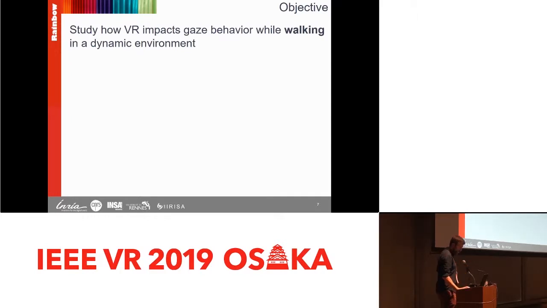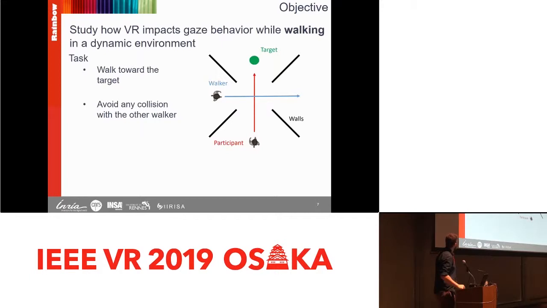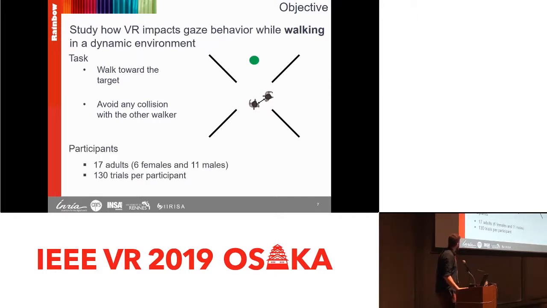In our situation, we want to study how VR impacts gaze behavior while walking in a dynamic environment. To do that, we designed a task where a participant has to walk toward a target and avoid any collision with the other walker. We only analyze the gaze behavior during the interaction. For us, the interaction starts when the other walker is no longer hidden by the wall, and finishes when the two walkers are at the closest distance to each other. We had 70 participants performing 130 trials in all.